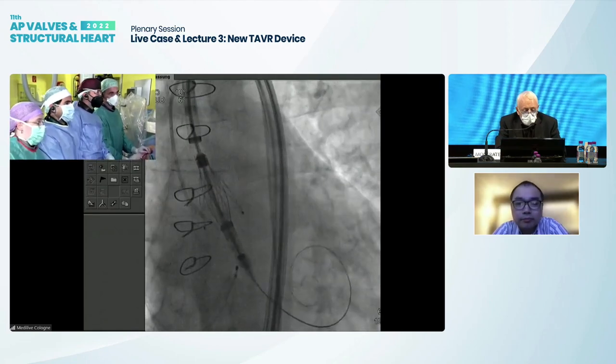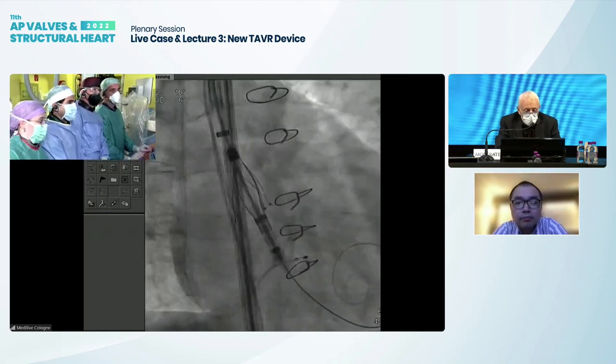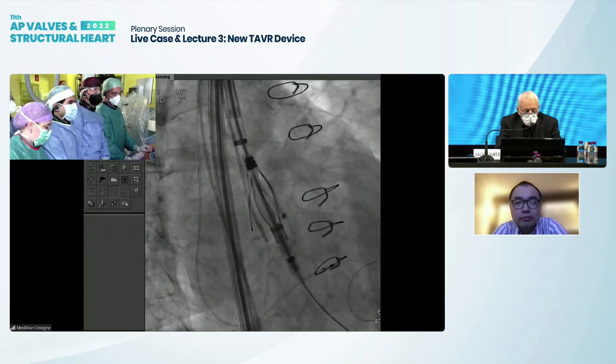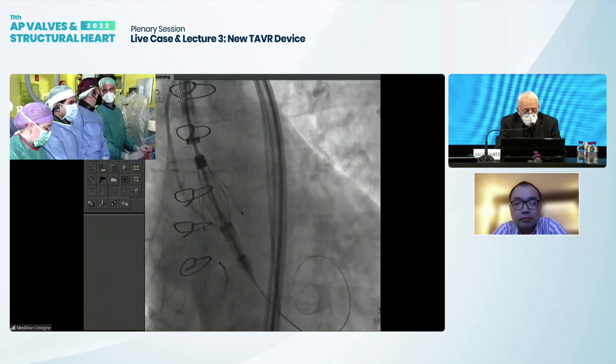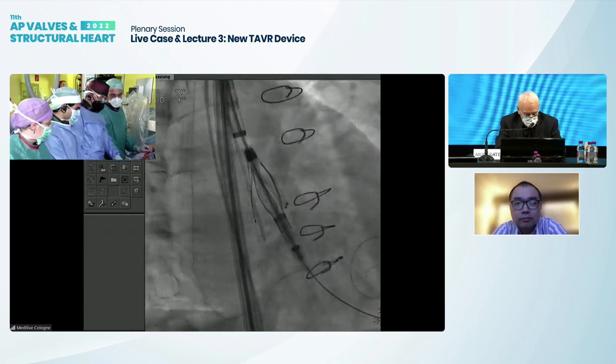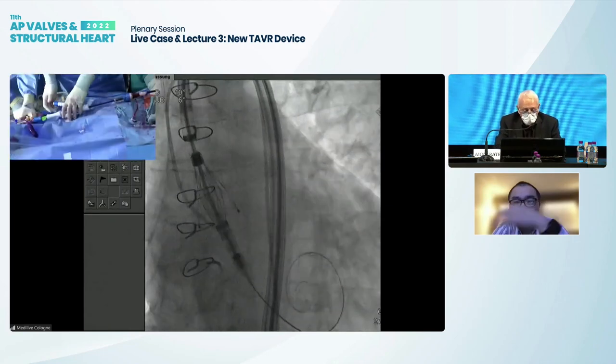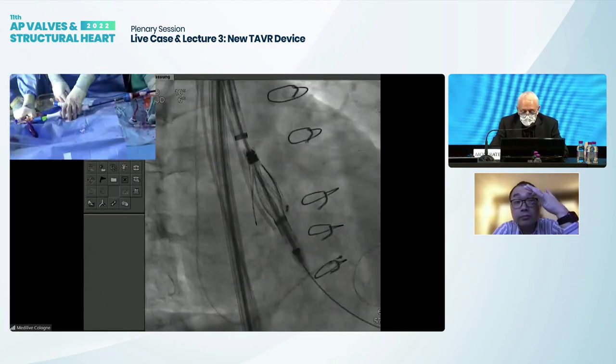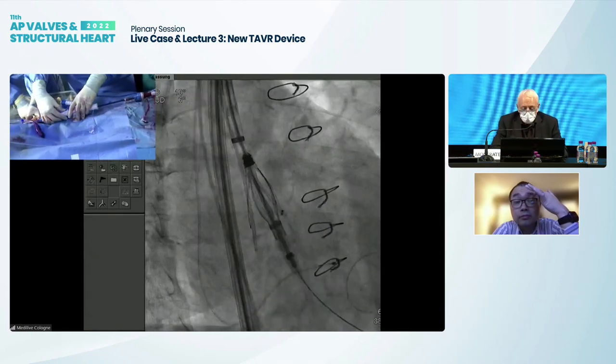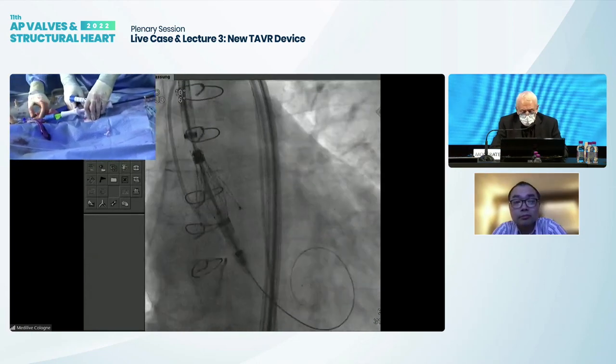Question to you both. If that would be posterior, what would you do? We would turn the system. How would we do this, Matti? Well, I can show you. I'm not going to turn it now because we're in a perfect position. We can explain it later. But, if you show my hands here.